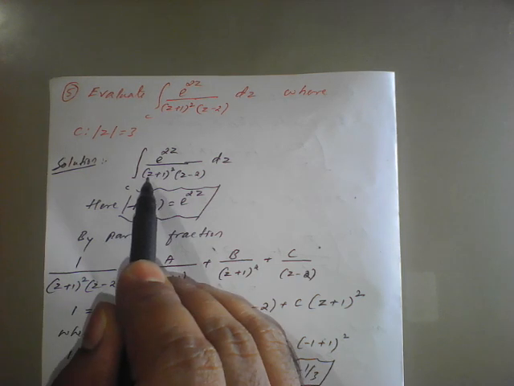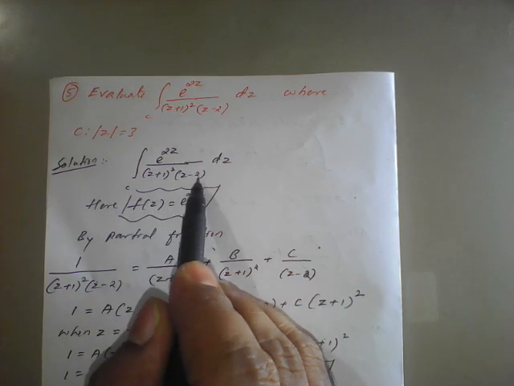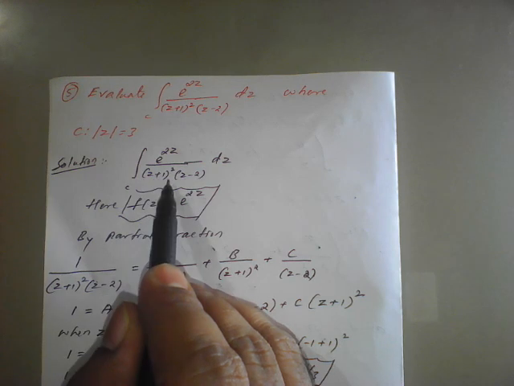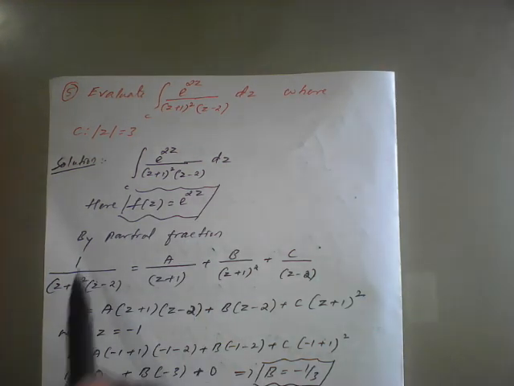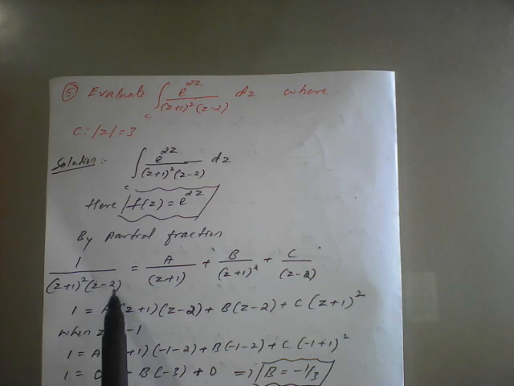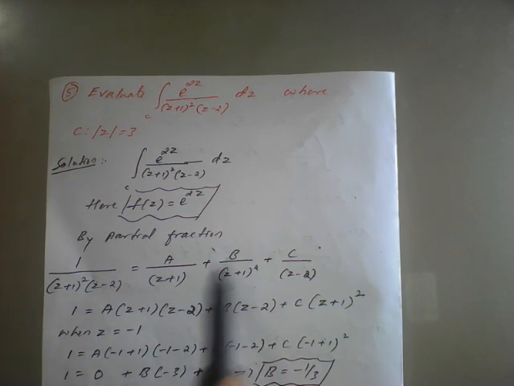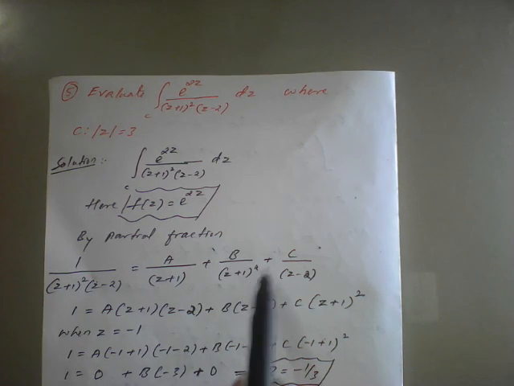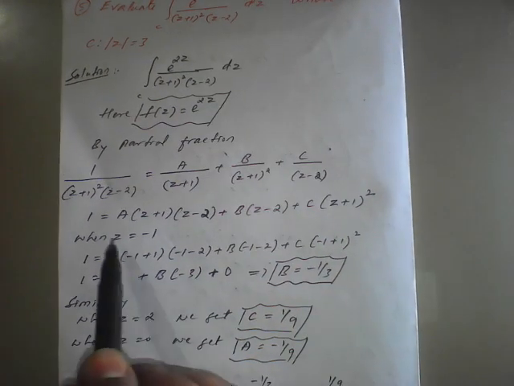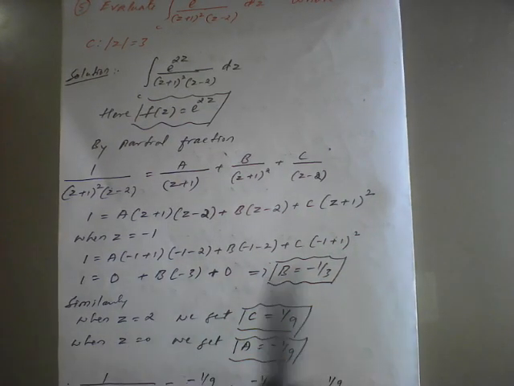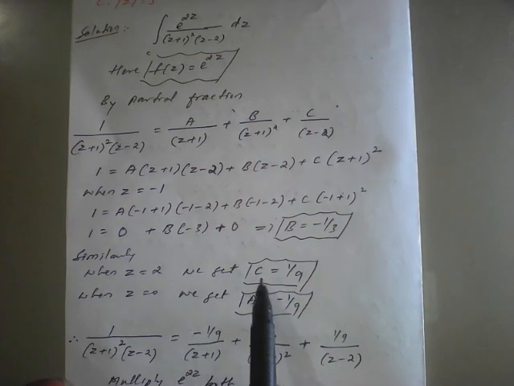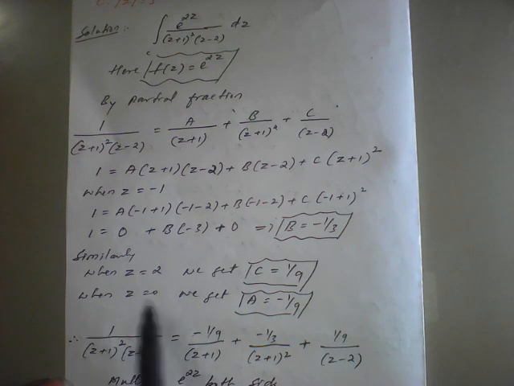But 1 upon (z plus 1) square into (z minus 2), we need to separate this by using partial fractions. So 1 upon (z plus 1) square into (z minus 2) can be written as a upon z plus 1 plus b upon (z plus 1) whole square plus c upon z minus 2. So you need to simplify using partial fractions. If you put z is equal to minus 1, we'll get the b value as minus 1 by 3. Similarly, when you put z is equal to 2, we'll get c value as 1 upon 9, and when you put z is equal to 0, we'll get a is equal to minus 1 upon 9.